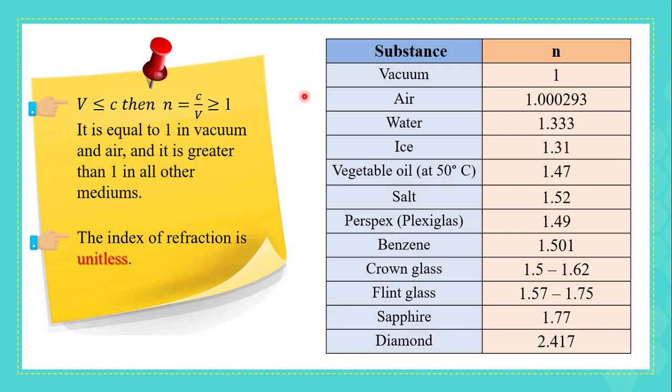Let's have a look at the following table. The index of refraction of vacuum is 1. The index of refraction of air is approximately equal to 1. N of water is 1.333. Another example, N of plexiglass is 1.49. You are responsible just for memorizing the index of refraction of air, which is approximately equal to 1. Otherwise, the index of refraction will be given to you.